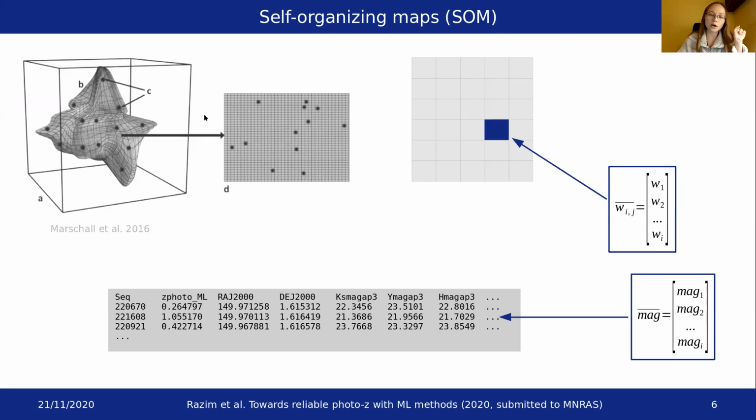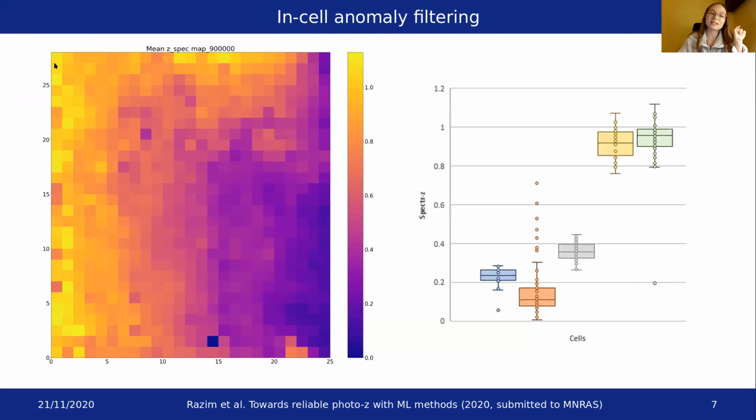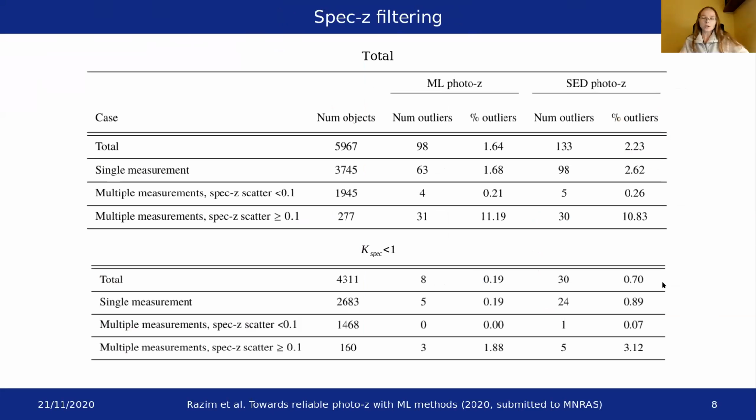So basically, we are obtaining a map of cells, and within each cell, we have photometrically similar galaxies. Obviously, we expect that the spec-Z values, the redshifts of these galaxies, are going to be similar as well. So if we look at the distribution of spec-Z values within each cell and identify an outlier within a cell, most likely this is something strange: either instrumental error or, in some rare cases, physically anomalous objects like AGNs. So we tried to discard these in-cell anomalies.